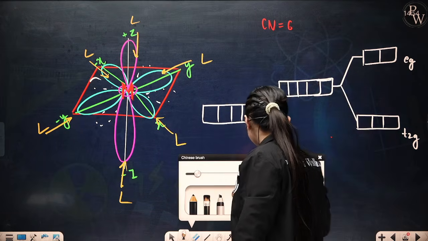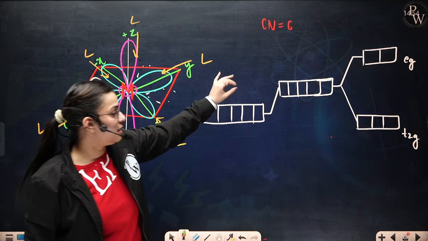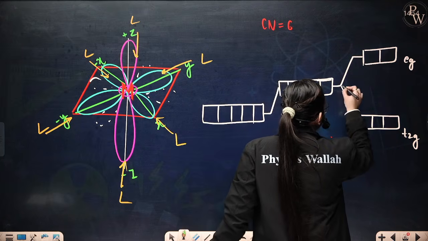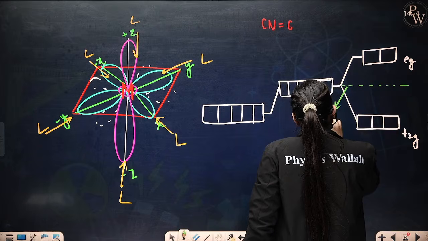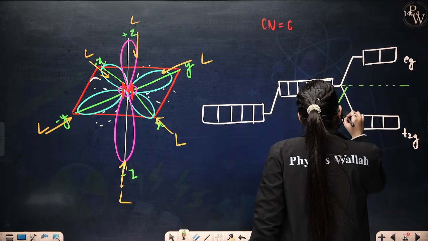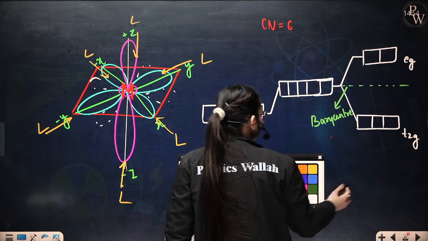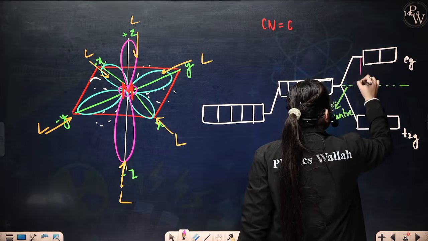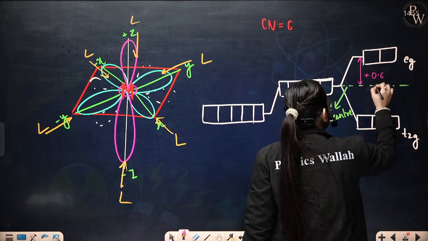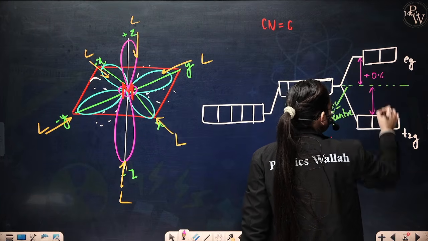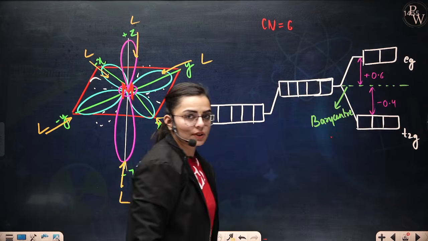Now, students, to understand this in more depth, you need to know more things over here. If you draw this line further, you shall see that this is referred to as the barycenter. Also, there are a few key points that you need to keep in mind, such as the distance from this to this is positive 0.6 and the distance from this to this is minus 0.4. Is it clear?